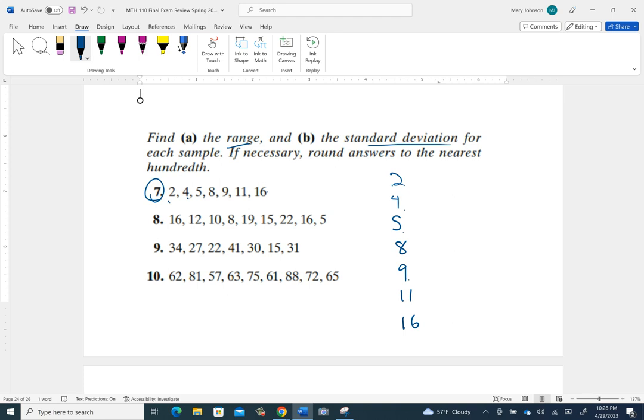All right, so for the range on that, I don't need that to calculate standard deviation, but that is another measure that gives you a sense of the spread of the data. For the range, all it is is the highest one minus the lowest one. So that would be your range. Okay. Now for standard deviation, I would add all of those up.